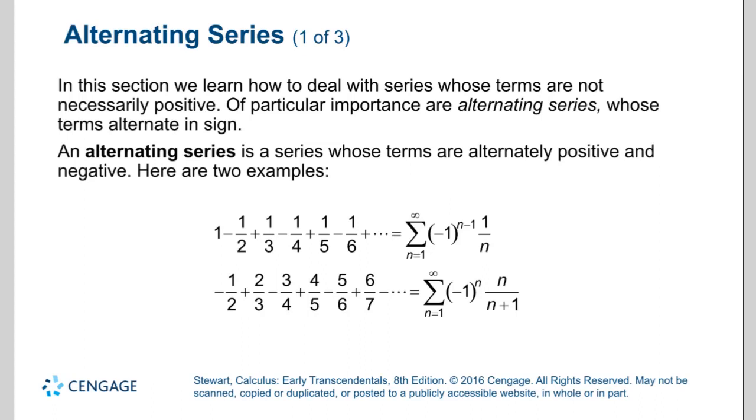Notice how the exponent is on the negative 1 in the summation. If it's just negative 1 to the nth power, you're going to get a negative starting value, and then it's going to go negative, positive. If it's n minus 1 or n plus 1 in the exponent on the negative 1, you're going to get a positive value first, and then it's going to go negative.